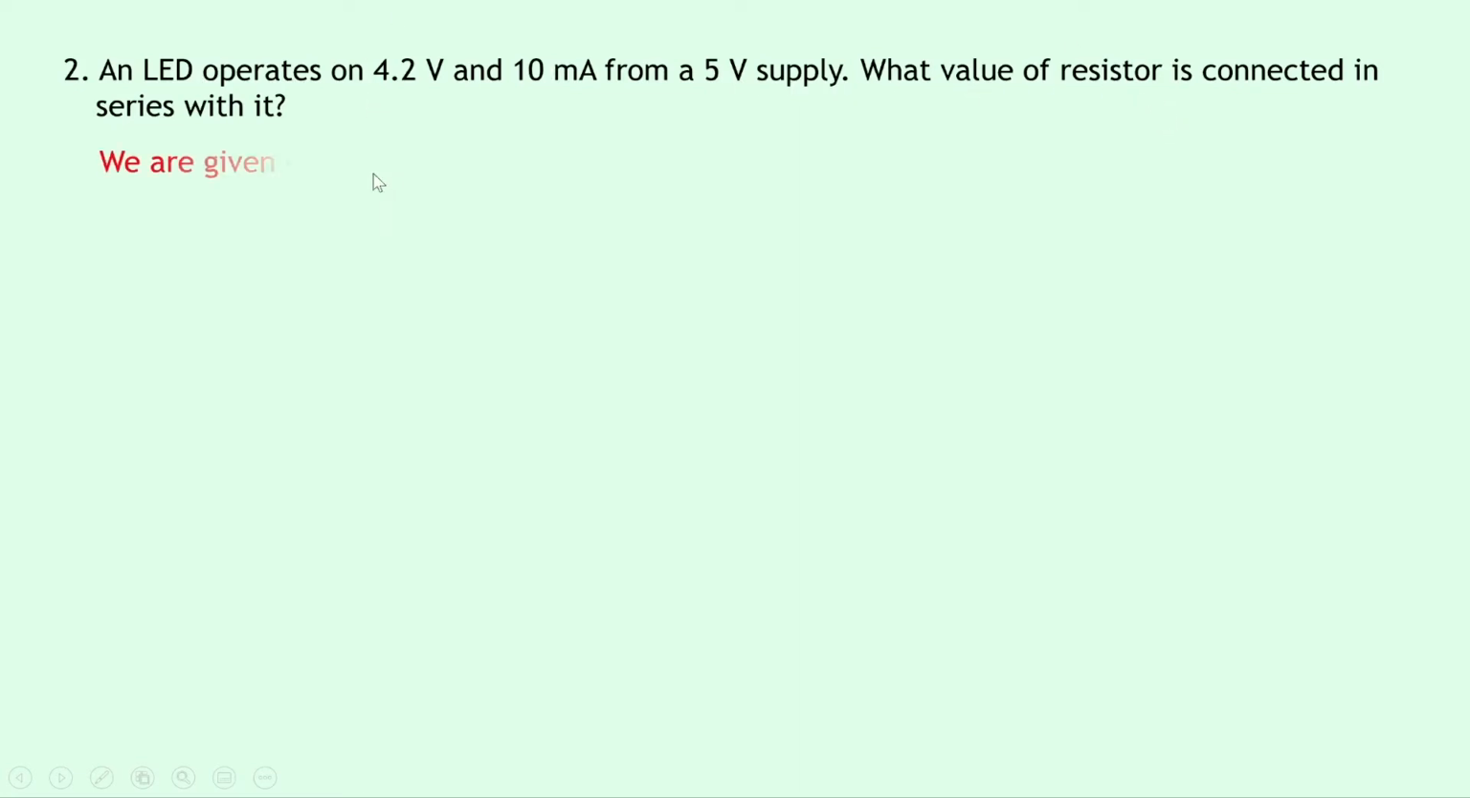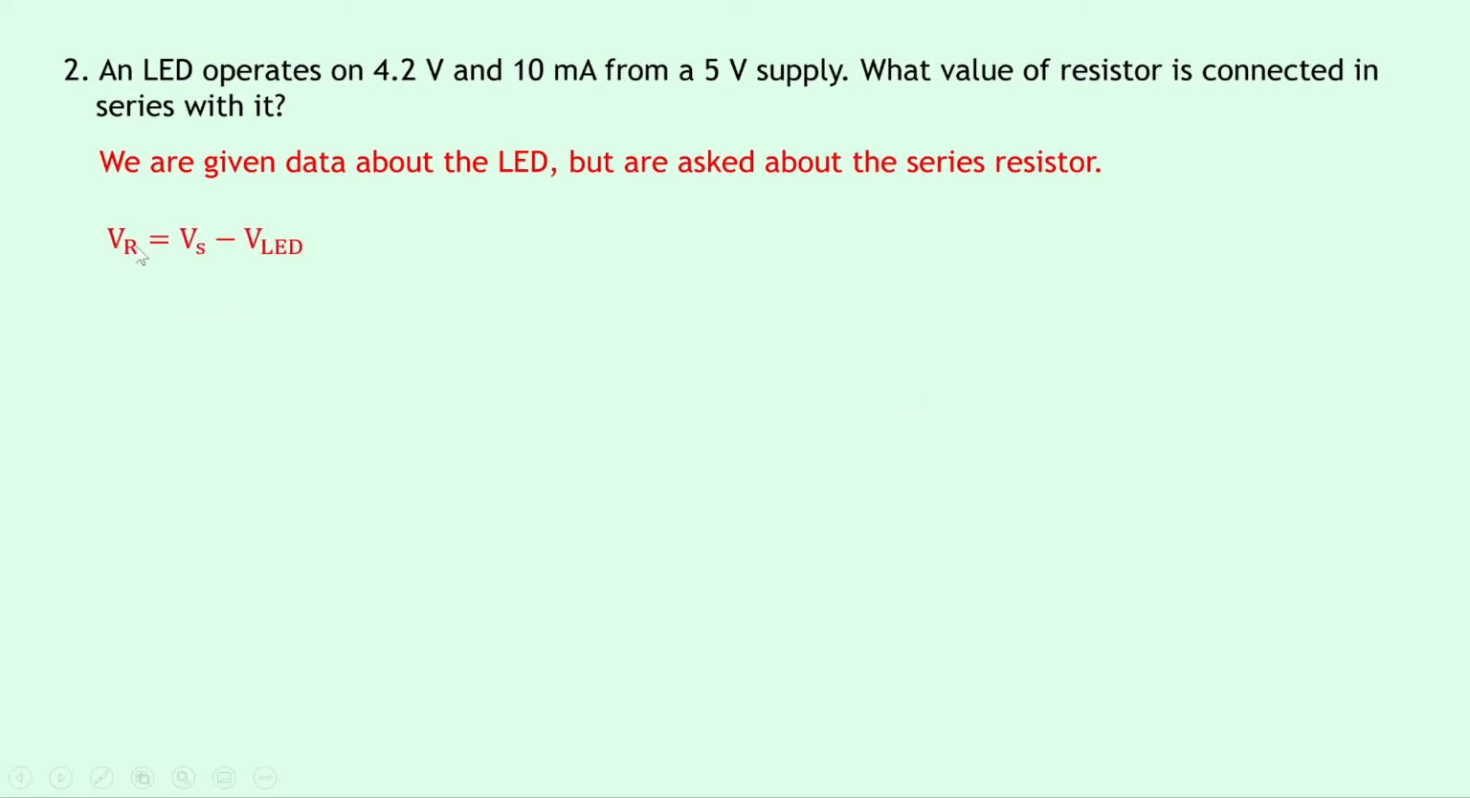Well, notice first of all that we are given data about the LED, but are asked about the series resistor. So this is just like the case in question 1. So in order to find the resistance of the series resistor, we need to find the voltage across the resistor and also know the current passing through it. Well, finding the voltage across it first of all, remember the voltage across the components in a series circuit needs to add up to the supply voltage. So to find the voltage across the resistor, we can say VR equals Vs minus VLED. So we have 5 minus 4.2, which gives us 0.8V left over across the resistor.